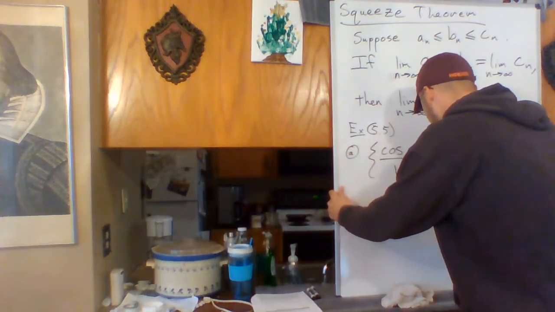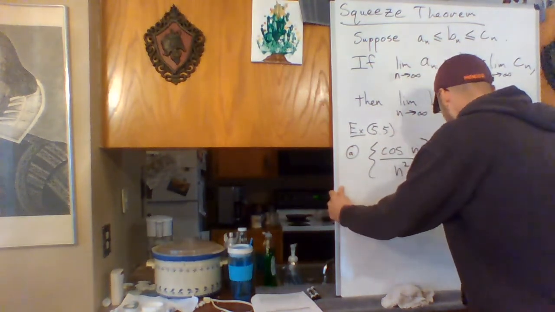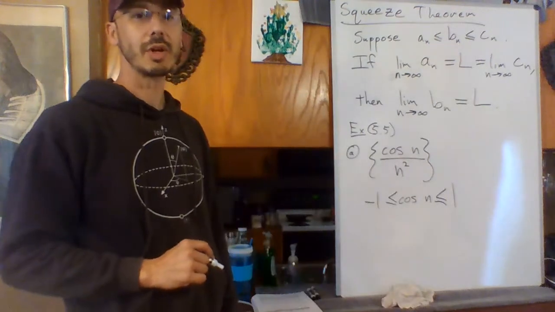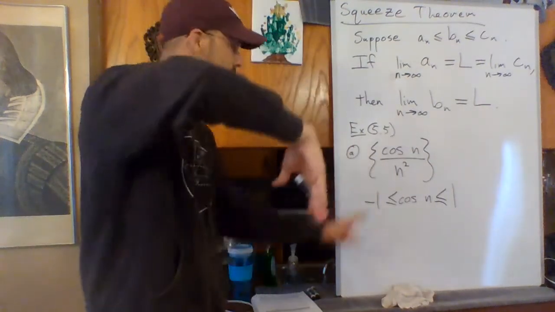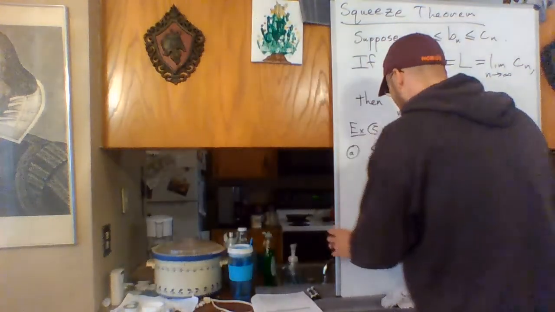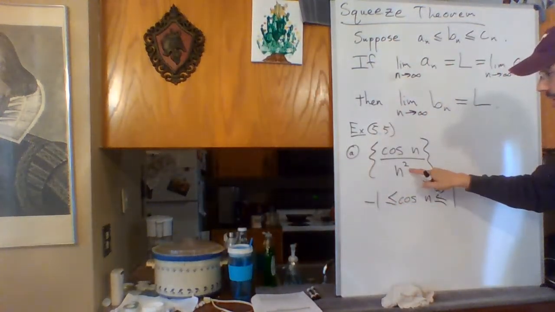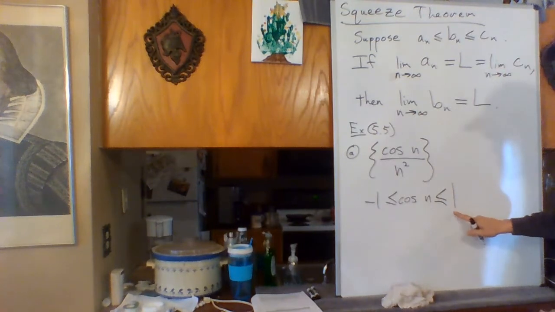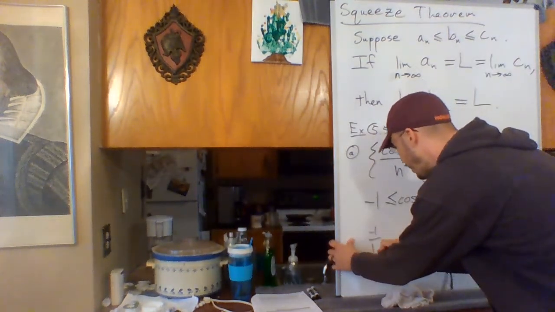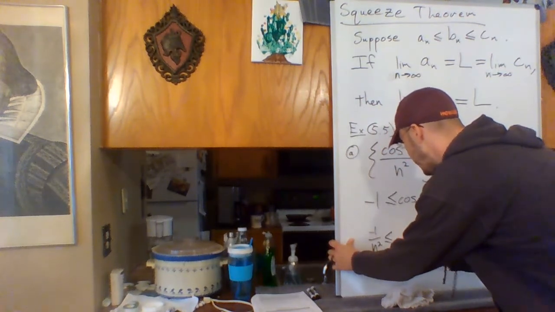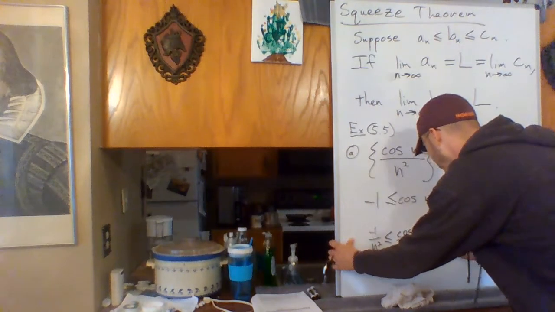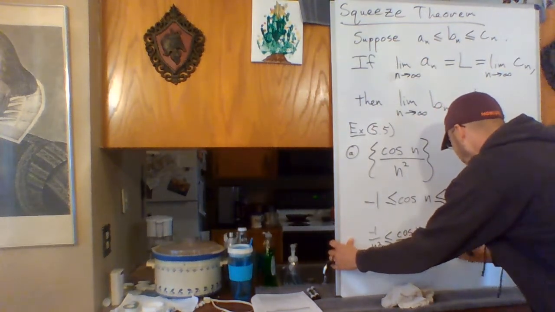Cosine of n, no matter what n is, is between -1 and 1. That's as high as the function goes. That's as low as the function goes. So what I'm going to do is basically divide all 3 portions of this inequality by n squared to get -1 over n squared is less than or equal to cosine n over n squared is less than or equal to 1 over n squared.